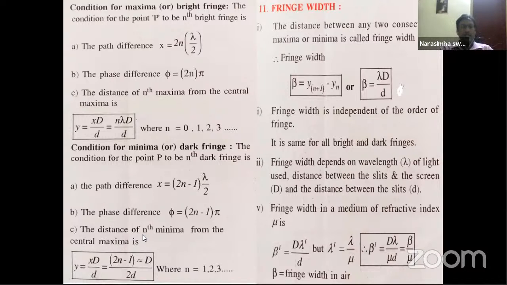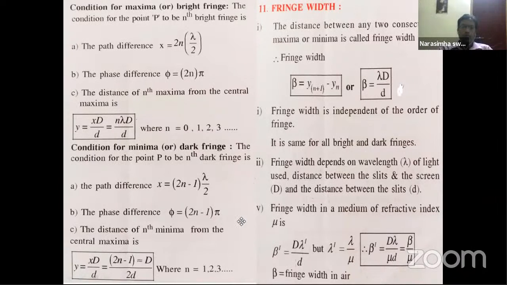Now the distance of the nth minima from the central maxima is y, meaning on the screen. It is the same formula, but in place of the path difference we place this value, that is (2n minus 1) into lambda by 2. Okay, where n is 1, 2, 3, and so on.